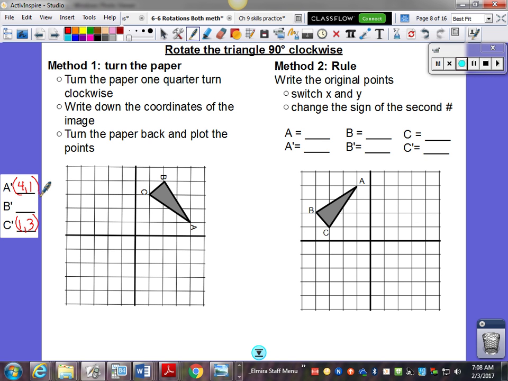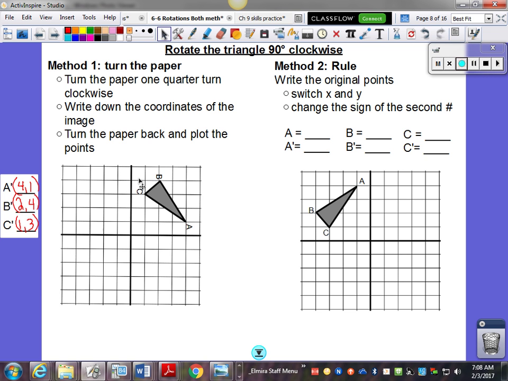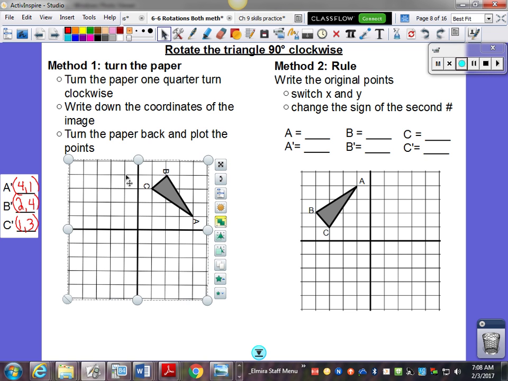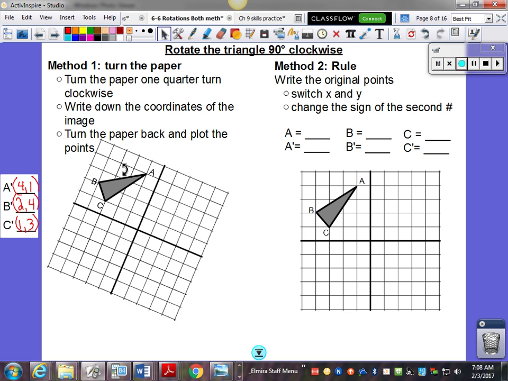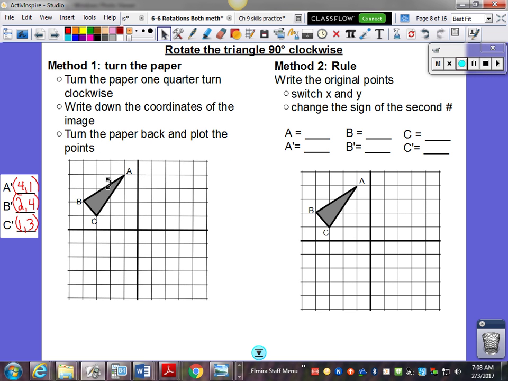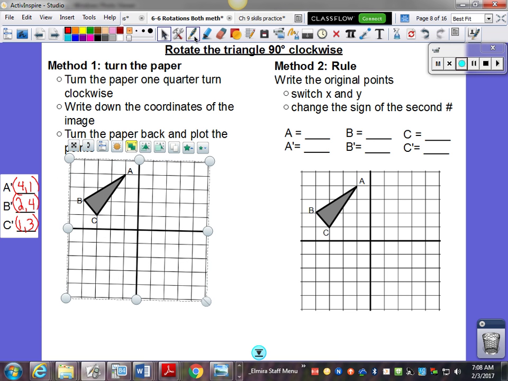And B is at 2, 4. So now I can turn this back the way it's supposed to be and graph those points. So A was at 4, 1. So make that A prime, dot and label. Remember, dot and label. 2, 4. And C prime is at 1, 3.